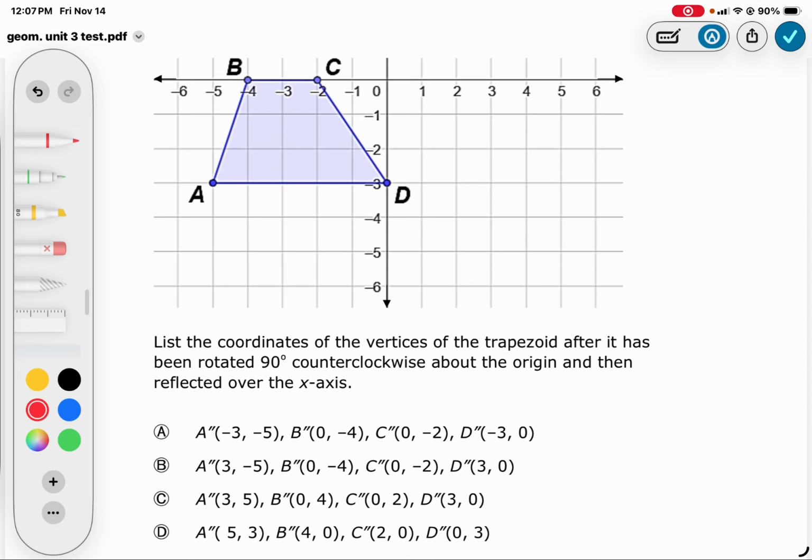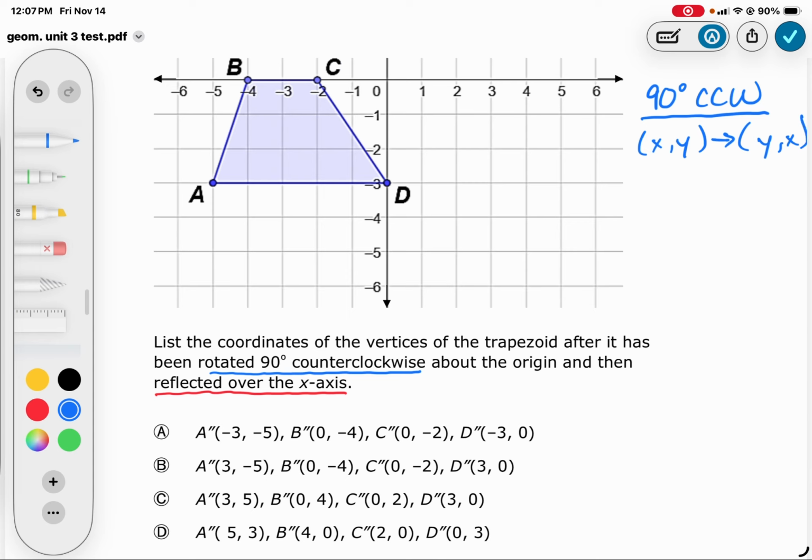All right, so there's two things we need to know here. We need to know what the coordinate transformation is for a rotation of 90 degrees counterclockwise, and then we're going to go back over what it means to reflect over the x-axis. So for 90 degrees counterclockwise, whatever your x and y are, the y and the x are going to switch positions and the y becomes its opposite.